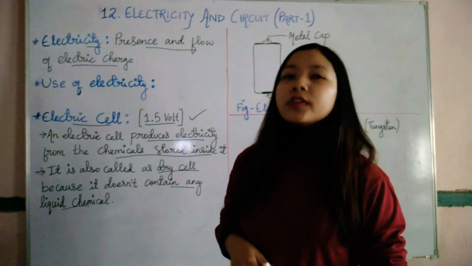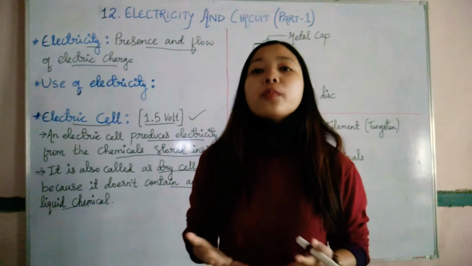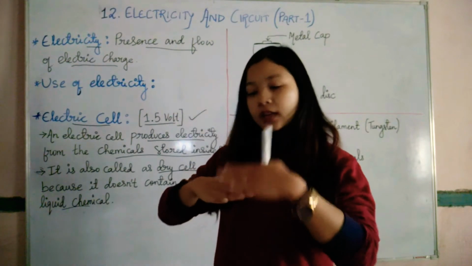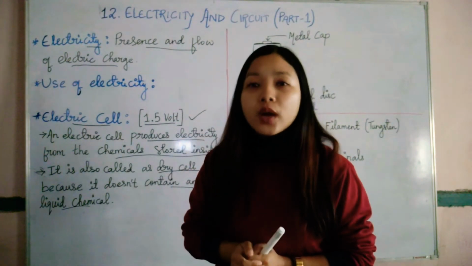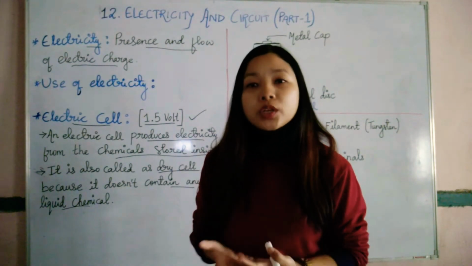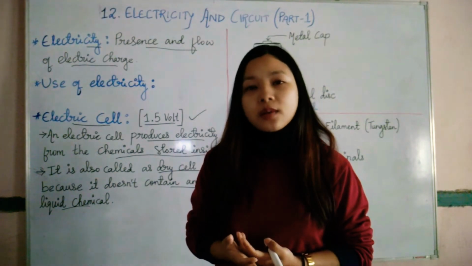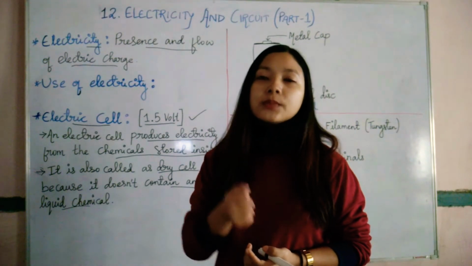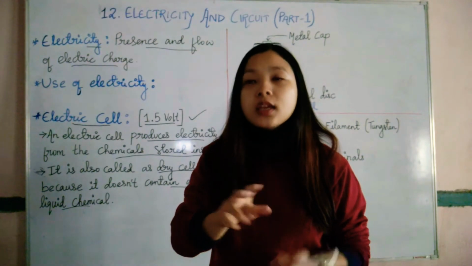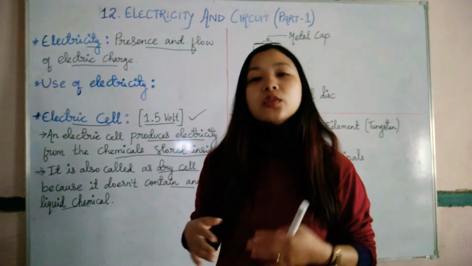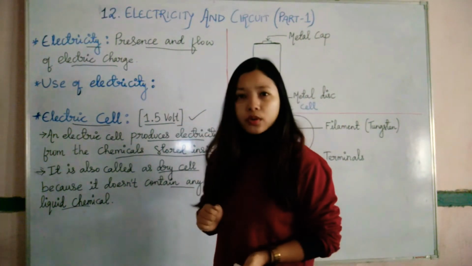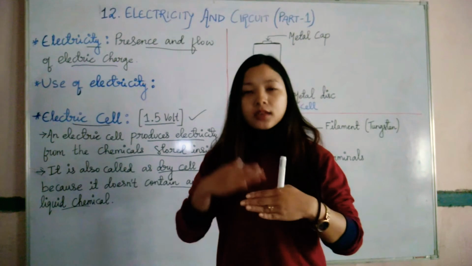But what about appliances which need more power to run? Then what we do, we keep more than one cell in a series so that more power can be produced to run that appliance. For example, in our remote controls we generally need 2 electric cells. In our radio also we need more than one. So in that case we put more than one electric cell in a series.